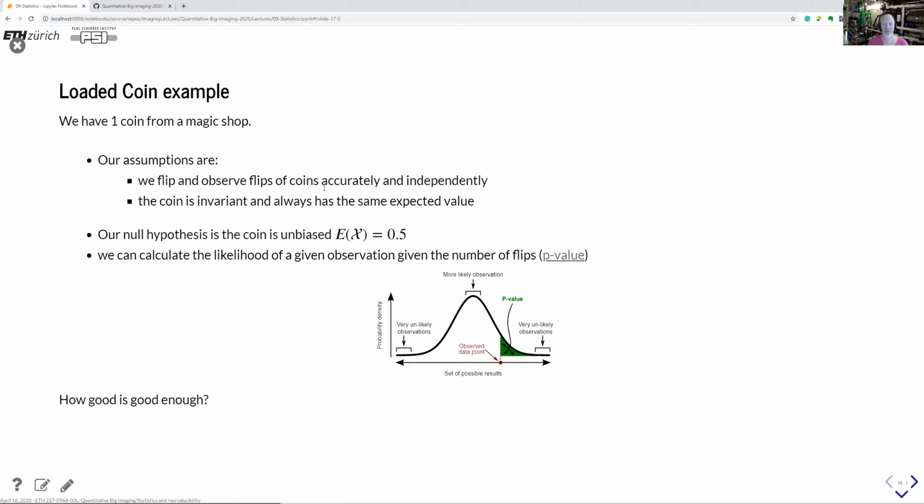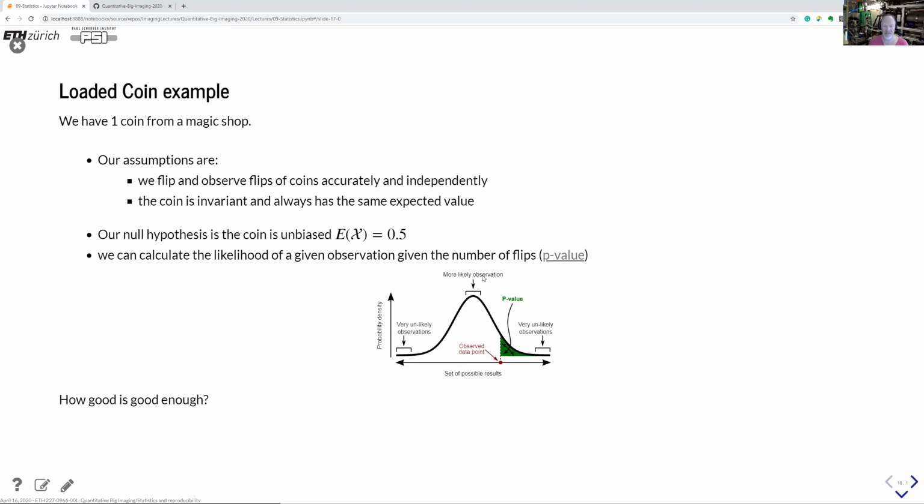Now let's put up our assumptions. We flip the coin fairly accurately and independently. The coin is also invariant and always has the same expected value. So our null hypothesis is that the coin is unbiased. That means the expectation value is 0.5. Now we can calculate the likelihood of a given observation to be within this distribution.